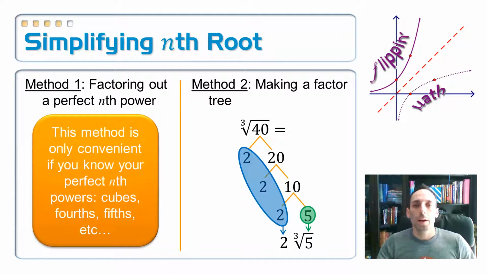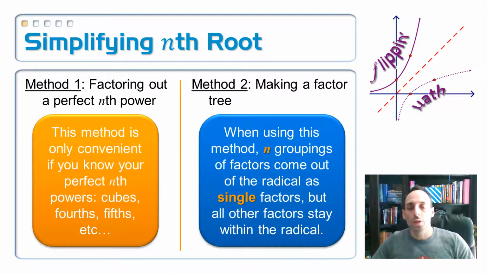This one is, I think, preferred just simply because you don't have to try to think of perfect cubes or perfect fourth powers or whatever. You can just get it from the factor tree. You're just counting up your factors. So when using this method, you're looking for groupings of factors. If it's a cube root, you're looking for 3 of them. You're looking for triples. If it's a fourth root, you're looking for quadruples, and so on.